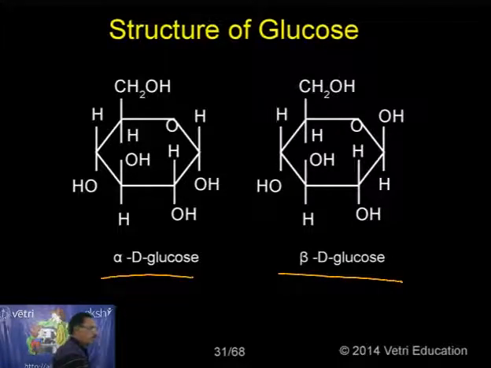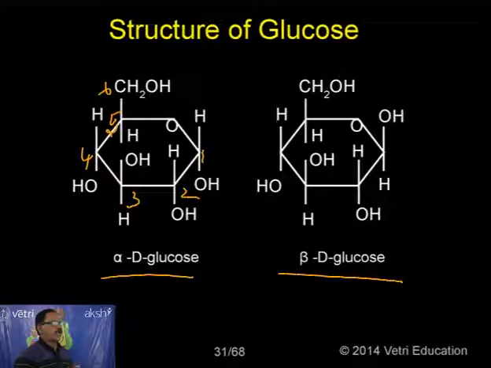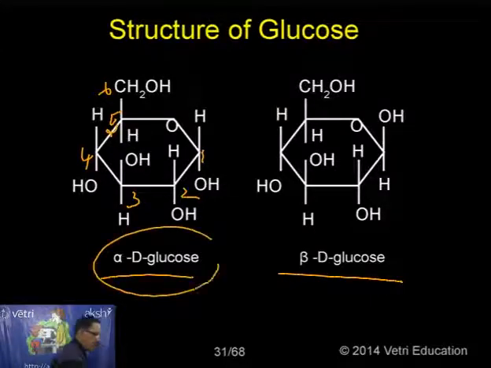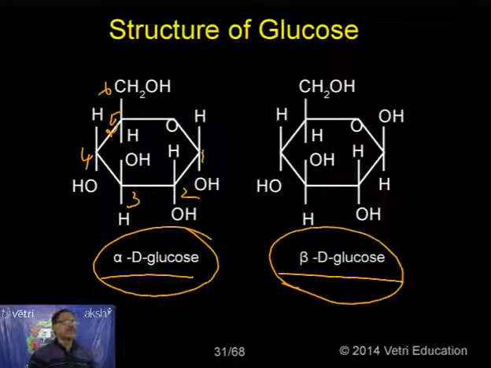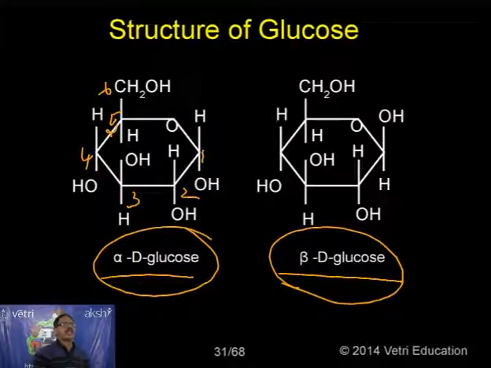So numbering, let me give now, starting from this: 1, 2, 3, 4, 5 and 6. In the first carbon atom, if the OH group is below, it is alpha. If the OH group is above the ring, it is beta. This is the most important information. If you construct a model, you can easily observe this.